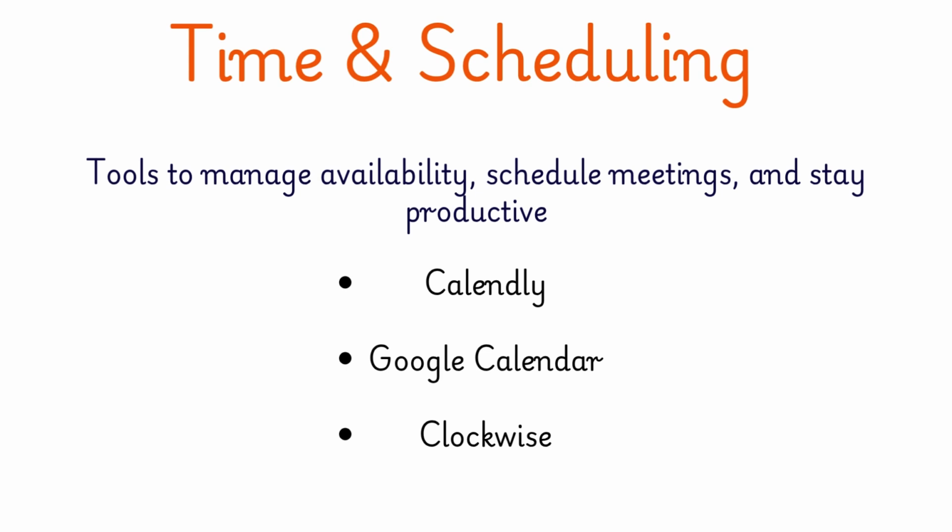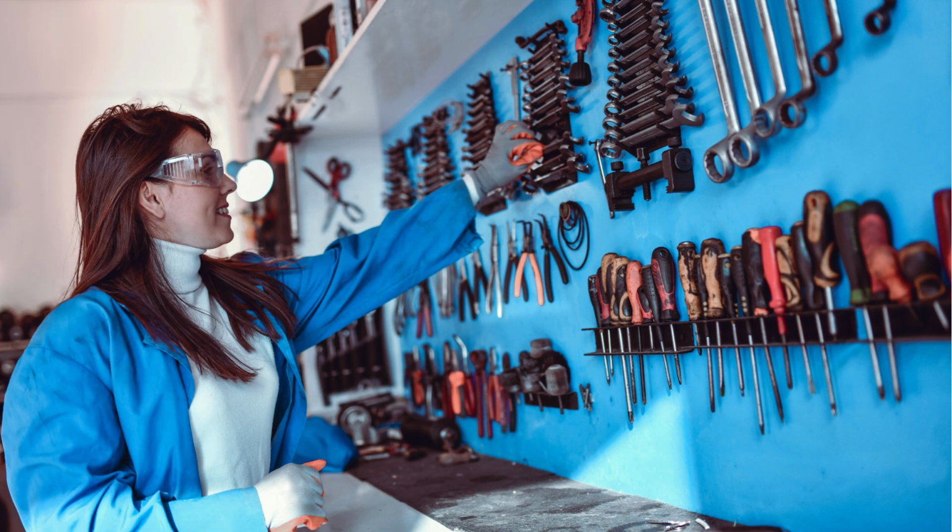The last segment is the time and scheduling tools. These are tools that help to manage availability, schedule meetings, and stay productive. We have tools like Calendly, Google Calendar. We also have Clockwise. And for me, my favorite time and scheduling tool is Google Calendar. It helps me manage events, sprint reviews, and also make sure that I'm in sync with my team.